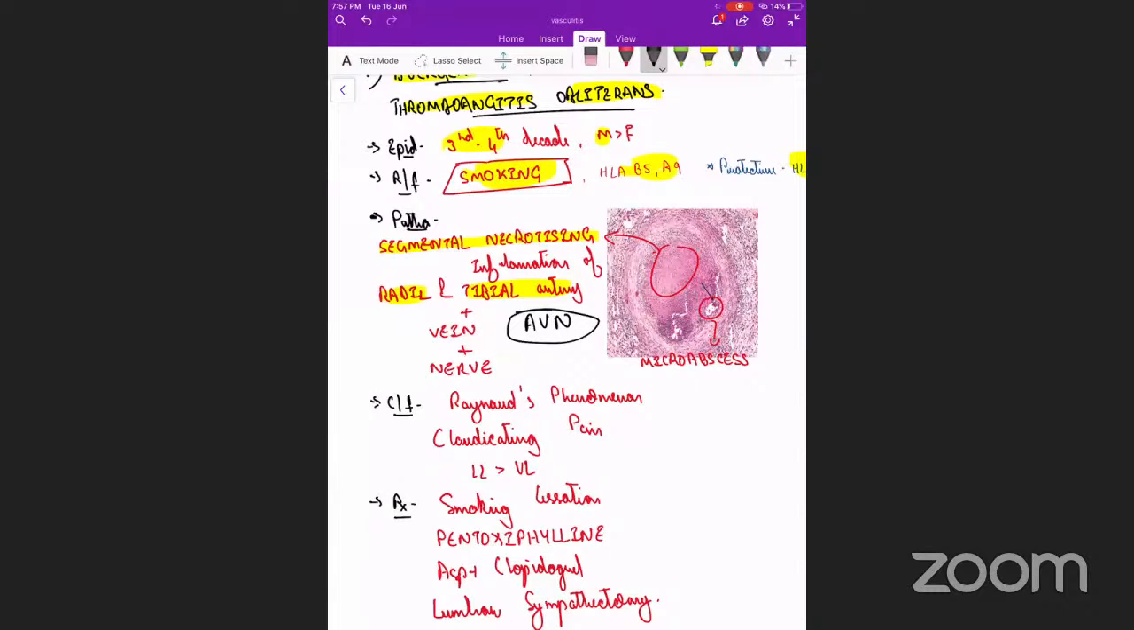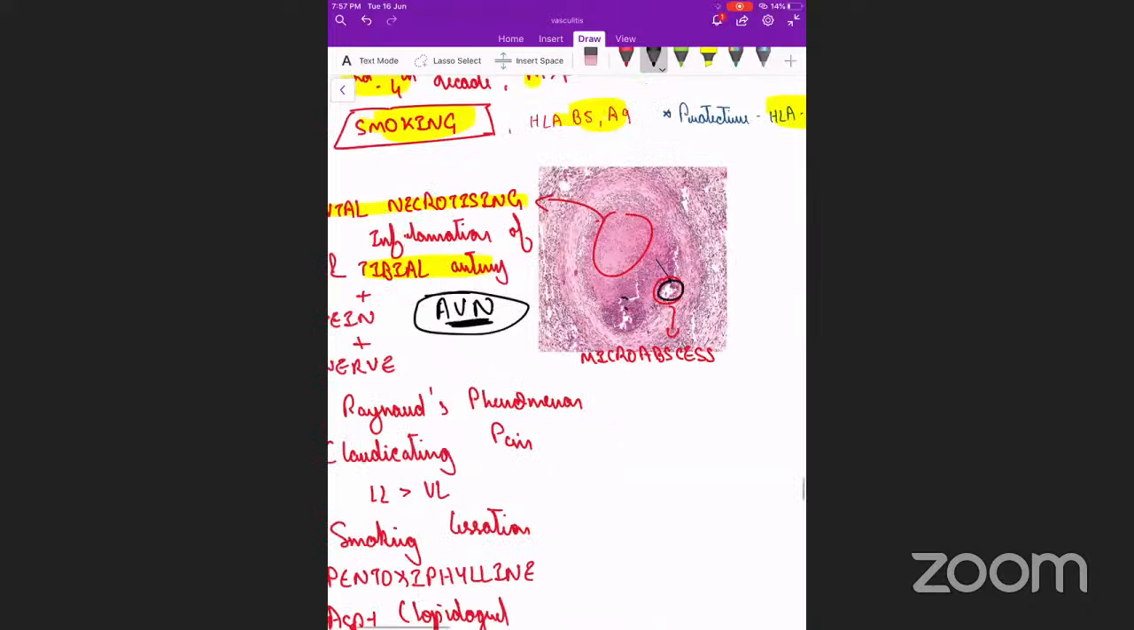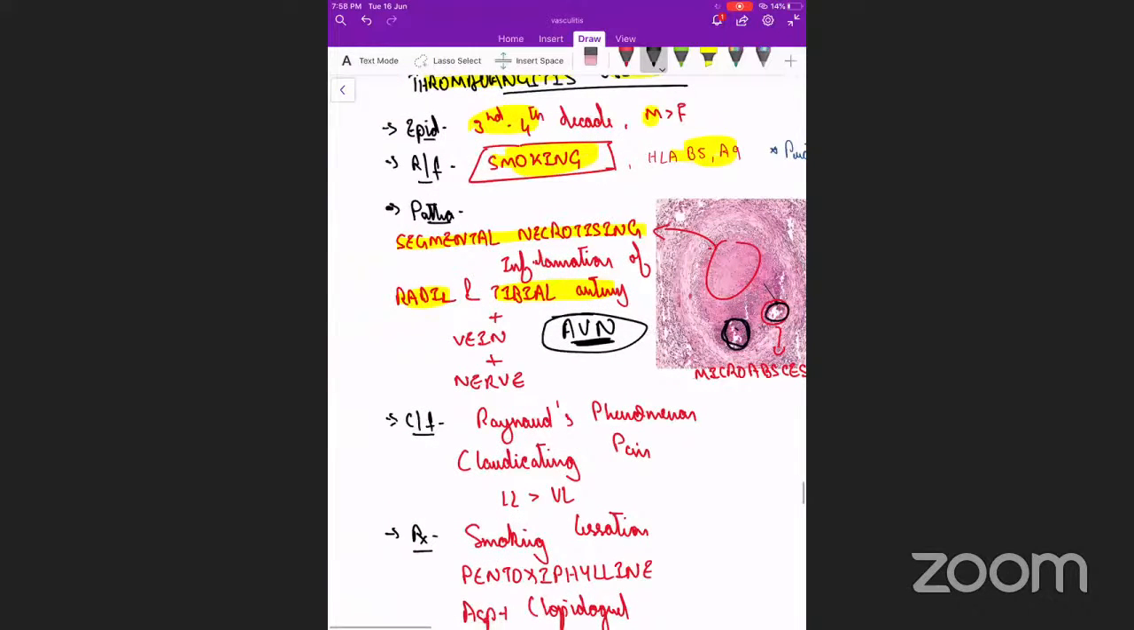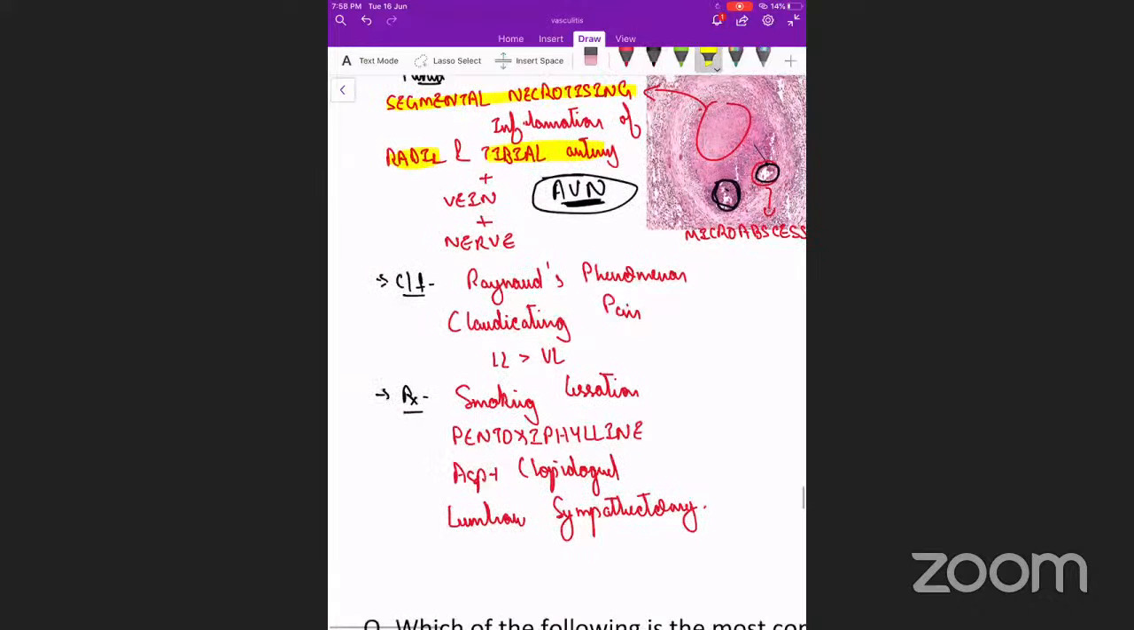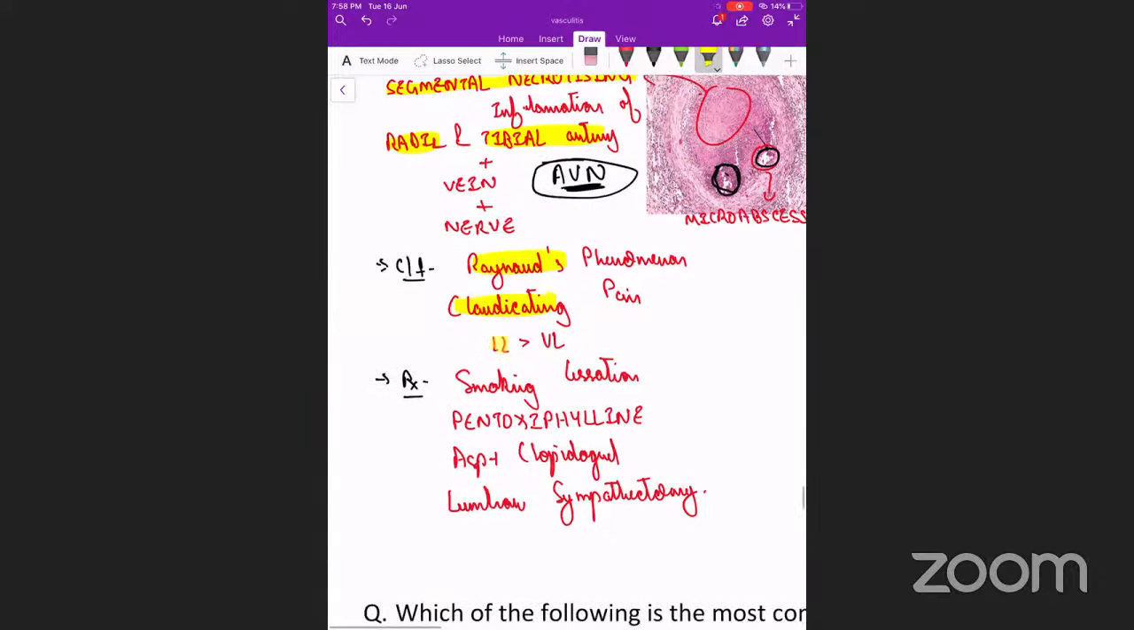So the inflammatory infiltrates will infiltrate the vein and nerve adjacent to it as well. So artery, vein, nerve, all the three can be involved. And on doing biopsy, we'll find characteristic microabscesses. Clinical features: Raynaud's phenomenon will be there, because it involves the periphery, and claudicating pain on walking for a longer distance. And as mentioned earlier, lower limbs are involved more than upper limbs.